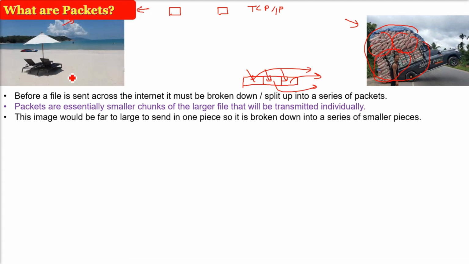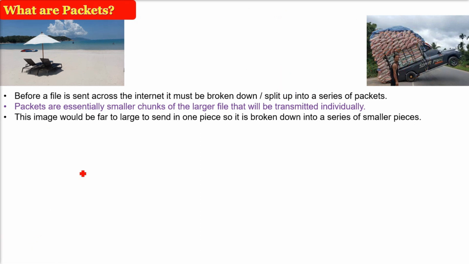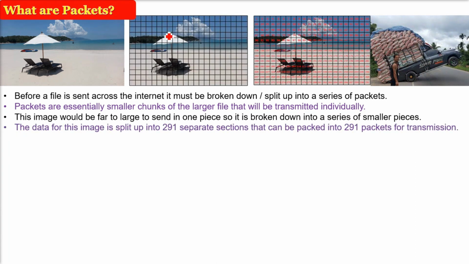They will be transmitted individually. For example, this is an image and it is very large. You cannot send it at once. So you have to divide this into different pieces. This is how we divide it. This particular data, in this example, we have divided into say 291 separate sections or pieces, and these 291 are nothing but the packets, and this will be transmitted from sender to receiver.